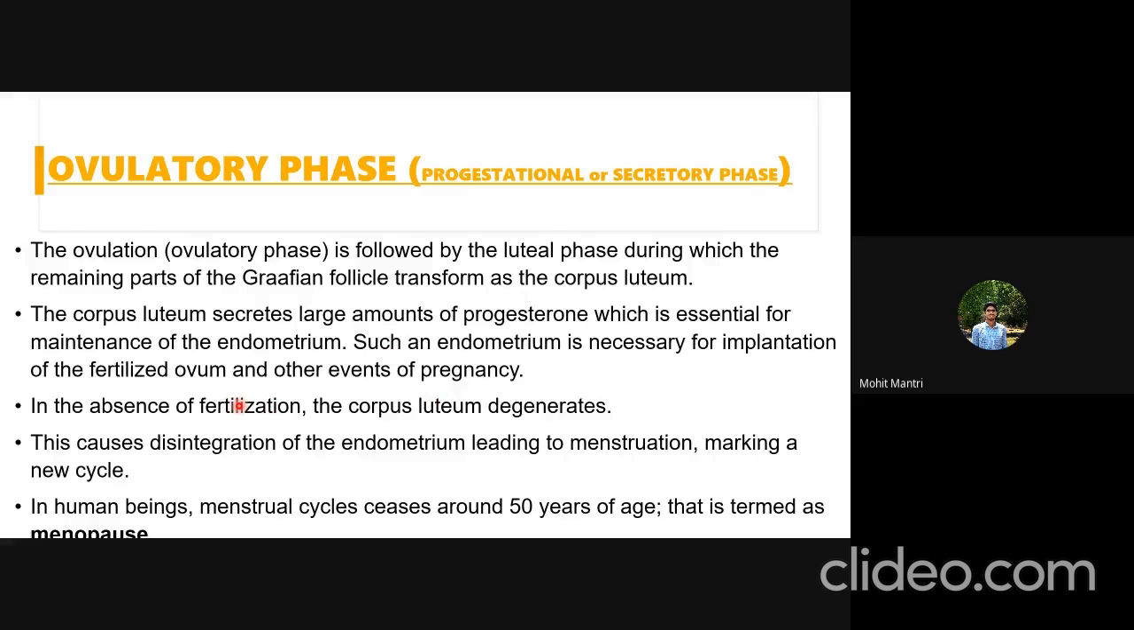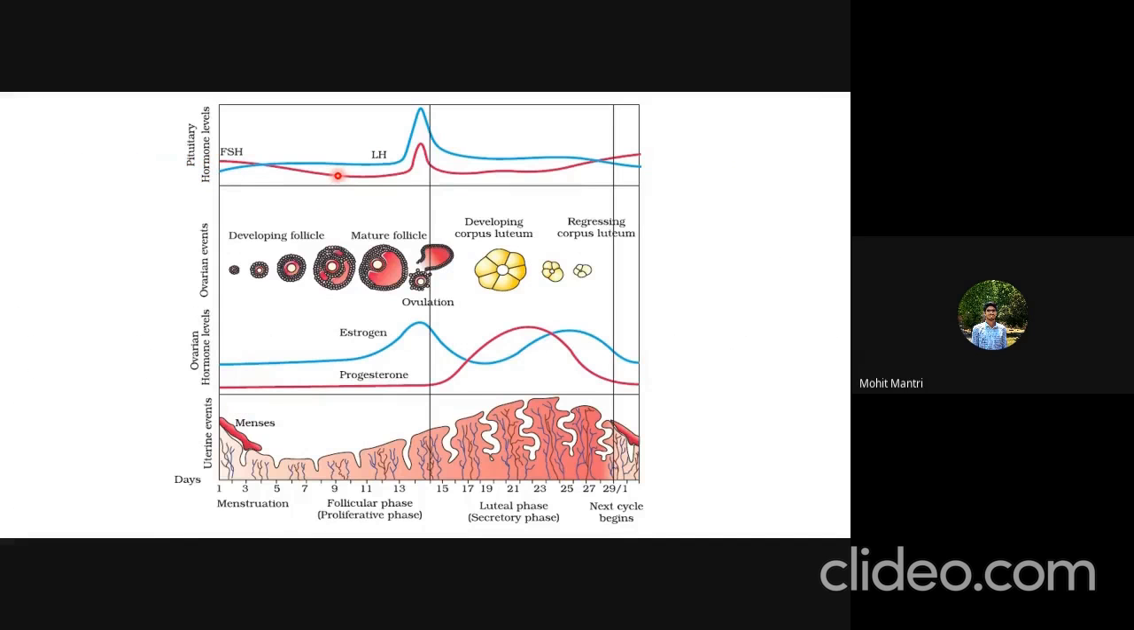and in case fertilization does not take place, the menstrual fluid will be released. This menstrual fluid is generally non-clotting in nature because of the presence of a protein, fibrinolysin, which prevents the clotting of the menstrual blood. In human beings, the menstrual cycle ceases around 50 years of age, and this is termed menopause. So hormones play an important role in regulating this menstrual cycle.